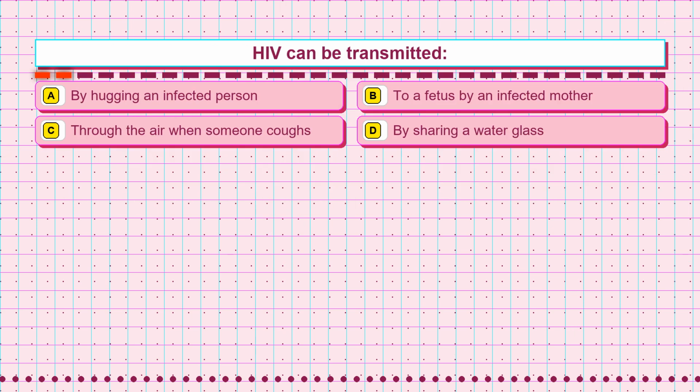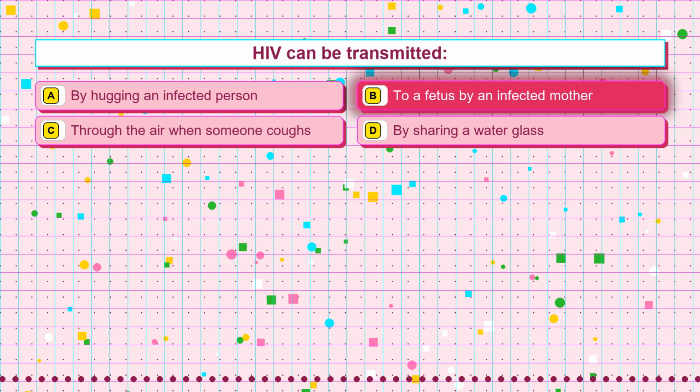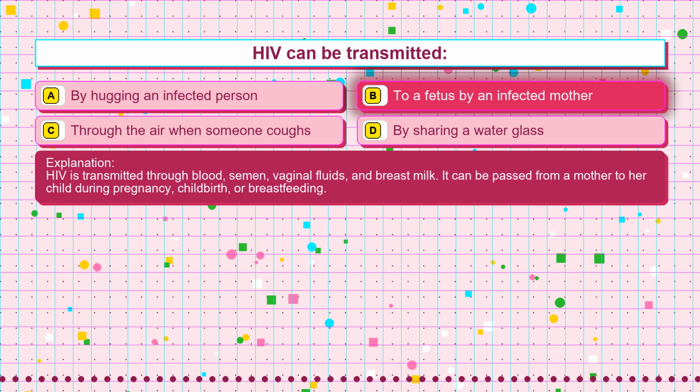Question 38. HIV can be transmitted. Option A, by hugging an infected person. Option B, to a fetus by an infected mother. Option C, through the air when someone coughs. Option D, by sharing a water glass. The correct answer is option B, to a fetus by an infected mother. HIV is transmitted through blood, semen, vaginal fluids, and breast milk. It can be passed from a mother to her child during pregnancy, childbirth, or breastfeeding.